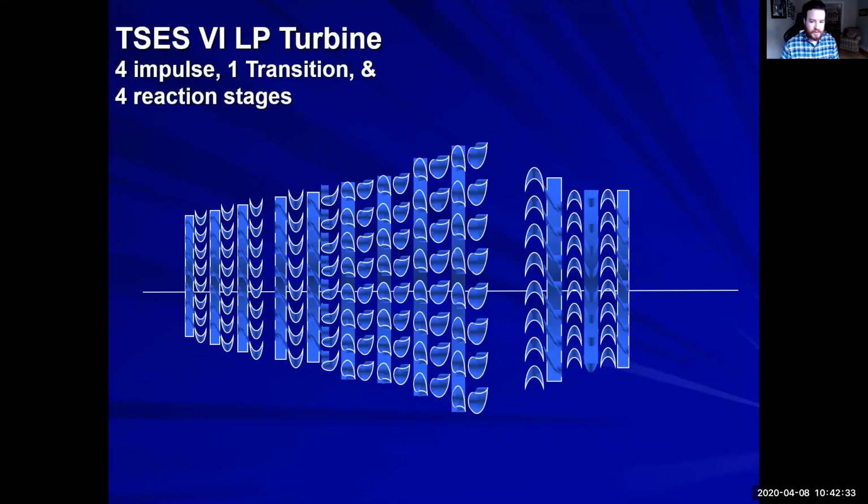So our low pressure turbine looks like this. We have 4 impulse, 1 transition, and 4 reaction.